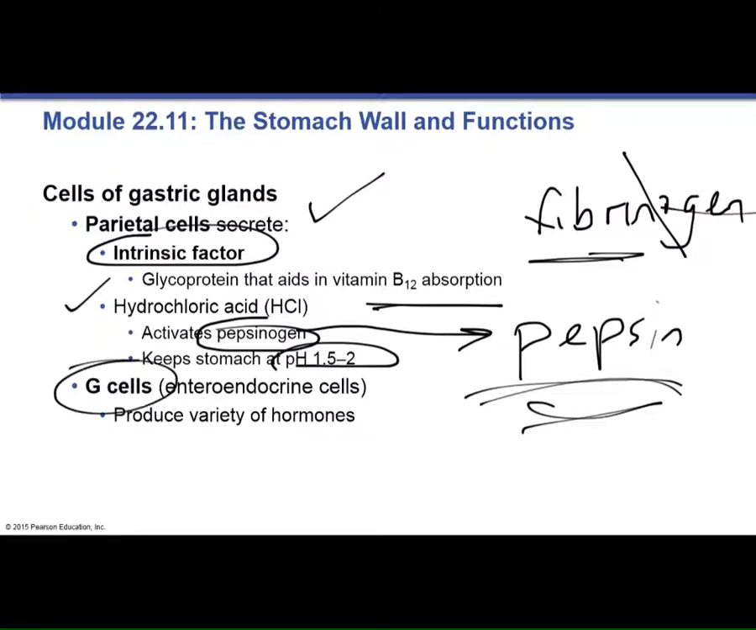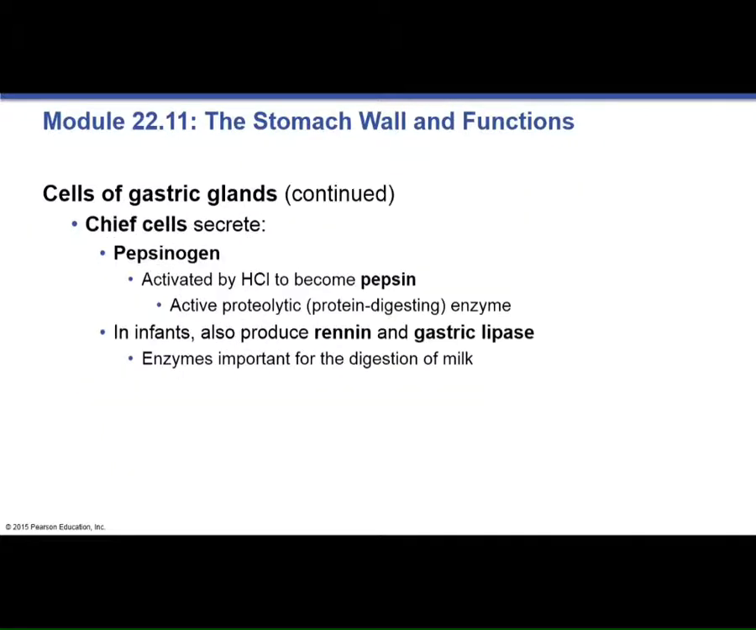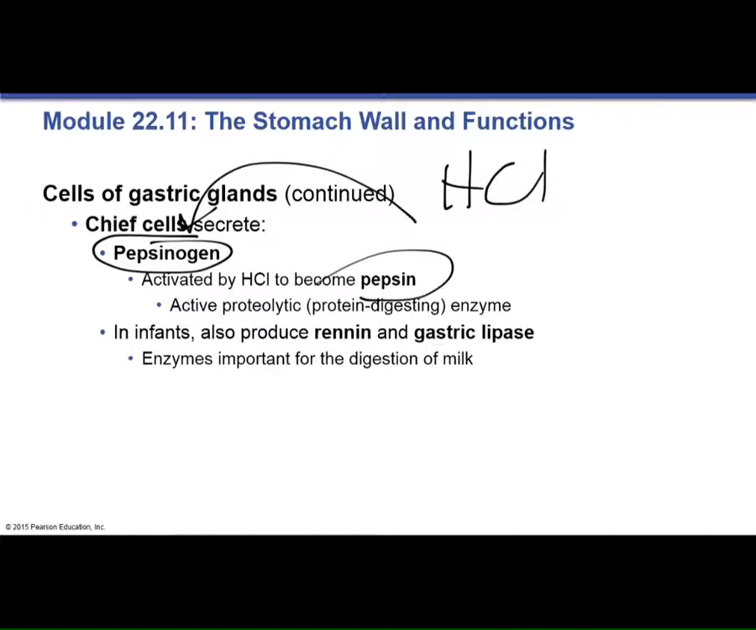These G cells are some of those enteroendocrine cells. They're producing a variety of hormones within the stomach itself. Then those chief cells are secreting pepsinogen. So the chief cells make the pepsinogen, and the HCl released by the parietal cells cleaves that pepsinogen into pepsin. Pepsin is the major protein-digesting enzyme released in your stomach. There are also other enzymes that are important for the digestion of milk in the infant that are less important in you and me.